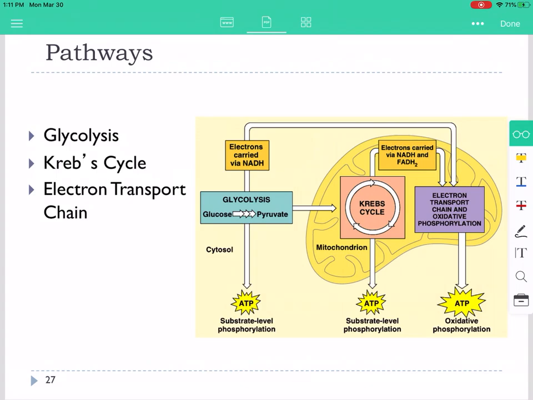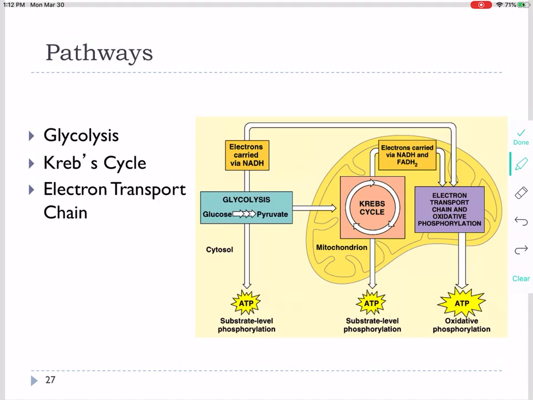All right, let's get into it. Are you ready for the best ever explanation? Here we go. Okay, three steps of cellular respiration, the process of converting glucose into ATP. We have glycolysis, the Krebs cycle, and the electron transport chain.